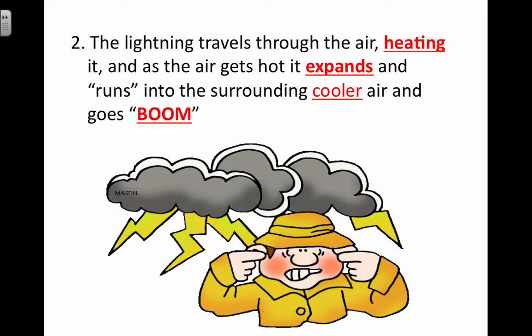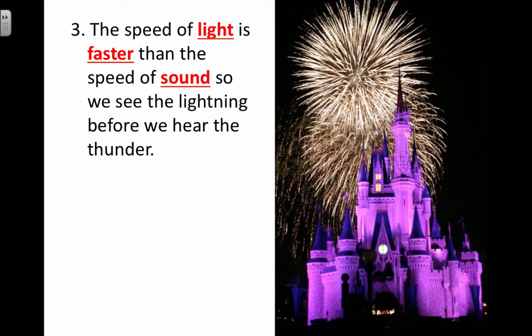Thunder happens because you're going to heat the air as the lightning passes through it, and we know that hot air expands. We saw that in the liquid nitrogen ice cream in the balloon, and when it runs into that cooler air, that's when you get the boom. The speed of light is faster than the speed of sound, so we see the lightning before we hear the thunder. Kind of like in this picture, you would see the fireworks before you hear the sound after.